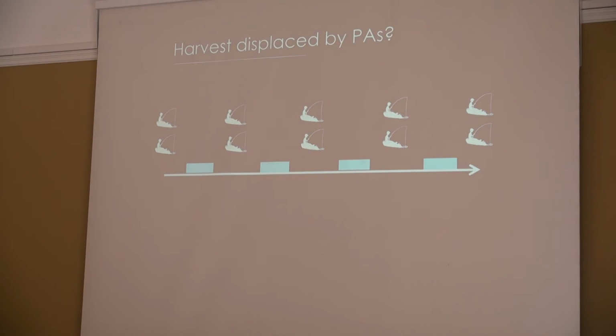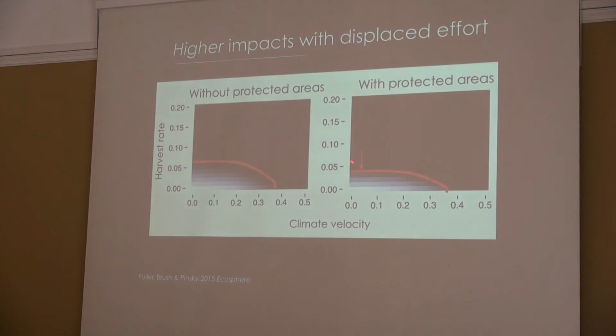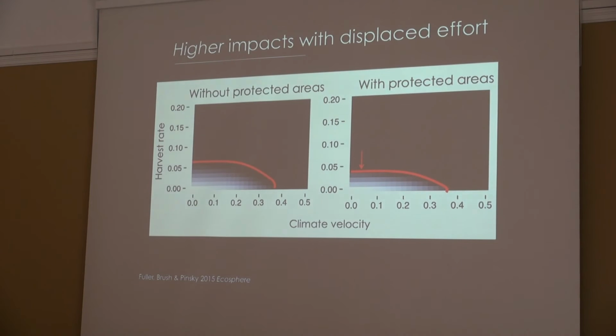In this case, I'll show you the same thing. Again, base case, but now with protected areas and this concentrated fishing effort between the marine reserves, you actually see species do worse when you implement marine reserves.